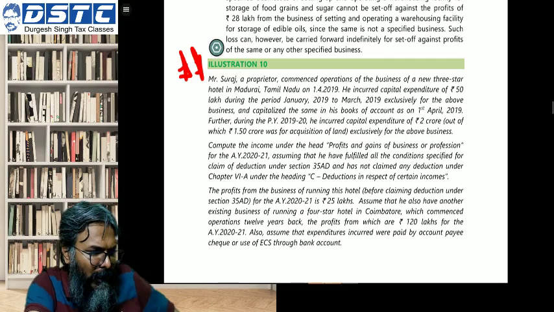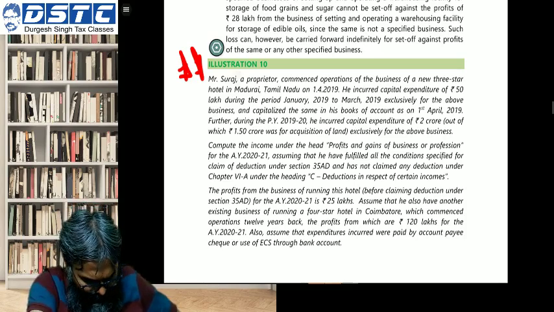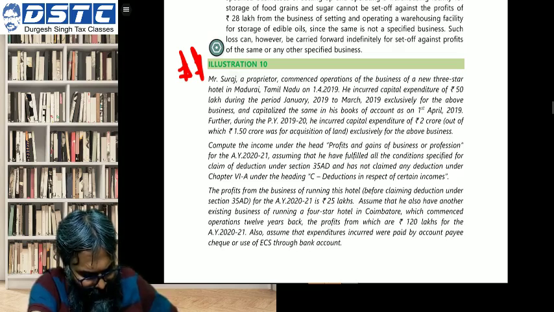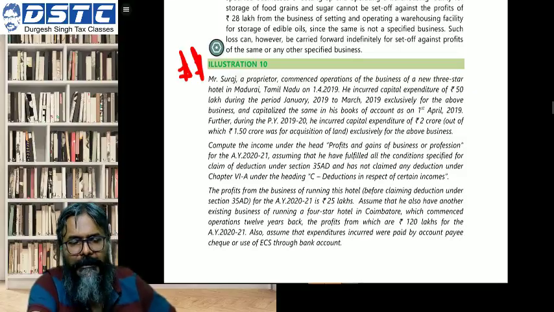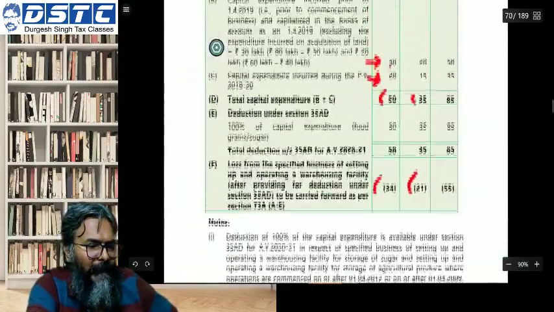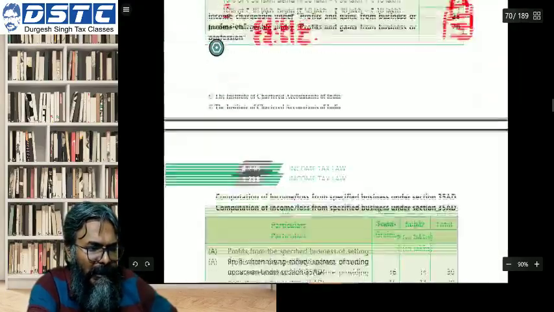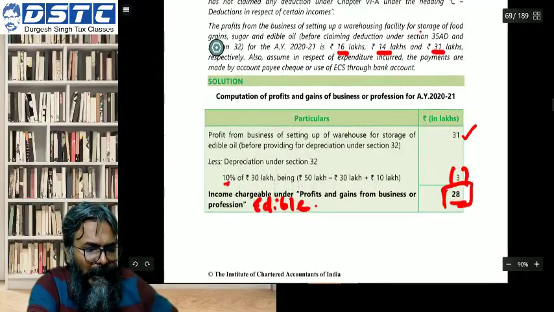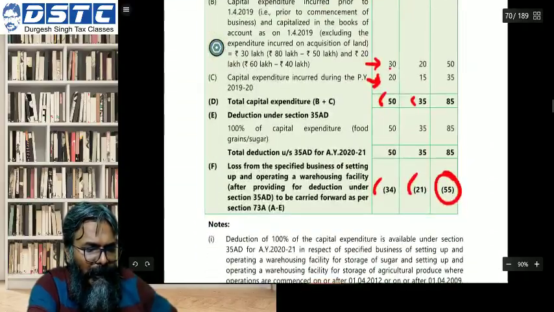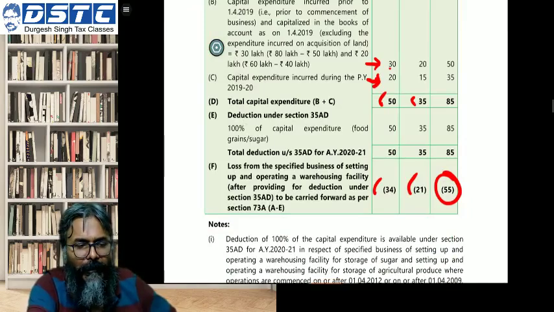Mr. Suraj, a proprietor, commenced operation of the business of a new 3-star hotel. Nishant, can we set off loss of specified business with the profit of non-specified business? The answer is no. What Nishant is trying to say is this: can we set off this 55, the total loss of the specified business, from this 28 profit? And the answer is no. You cannot do that.